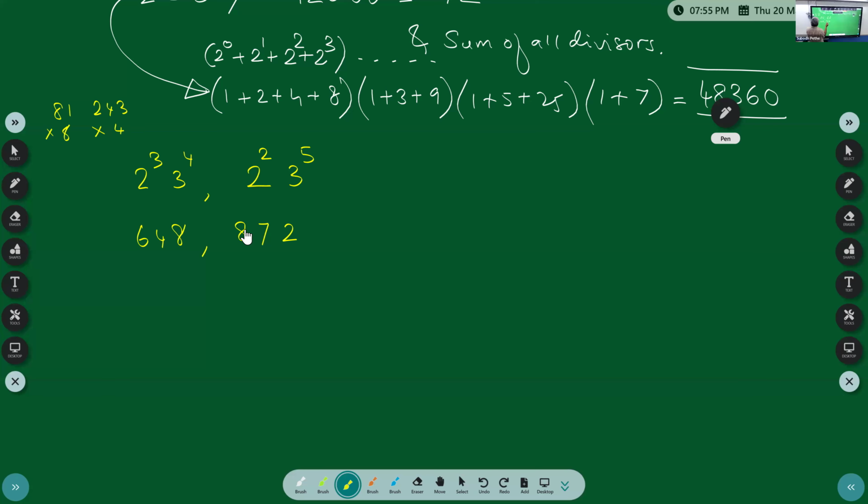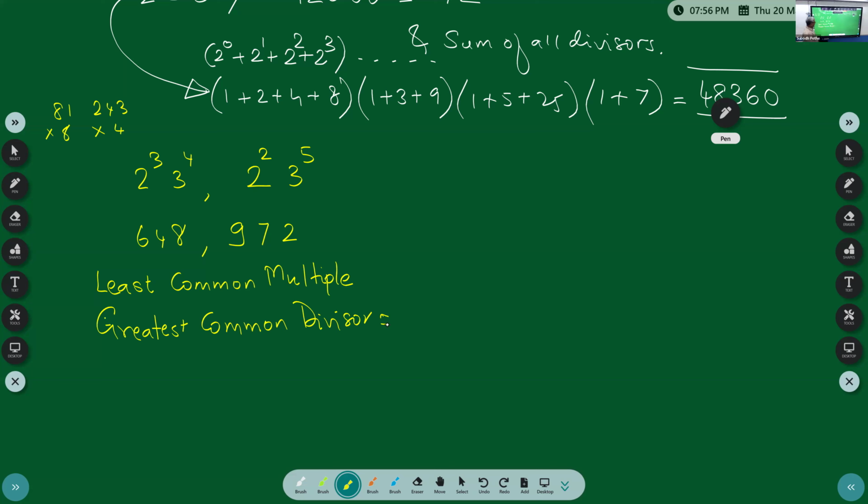972. Sorry, 972. And if we are supposed to find out least common multiple, and another thing that is asked is greatest common divisor. So let us work on divisor first, because we have been working on divisor.